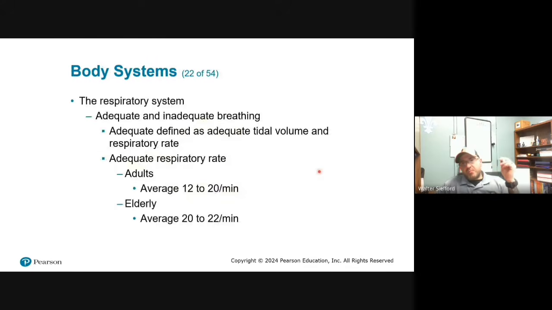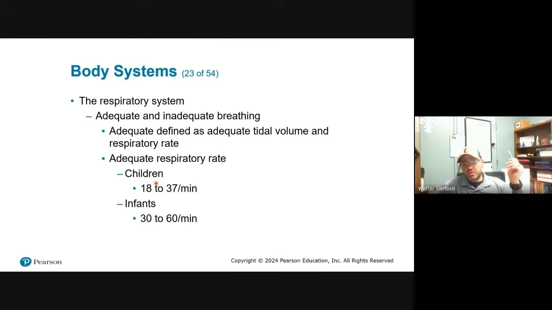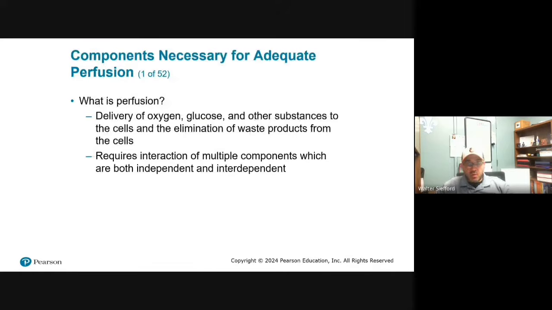But I want you guys to pay attention to some of these numbers because these are going to affect later on when we get to patient assessment in those situations. So if we have adequate tidal volume, we need respiratory rate. Adults, we're looking at 12 to 20 a minute. Elderly people, slightly higher. Children, higher. And then infants, they're so metabolically amped up, they use a lot more oxygen.